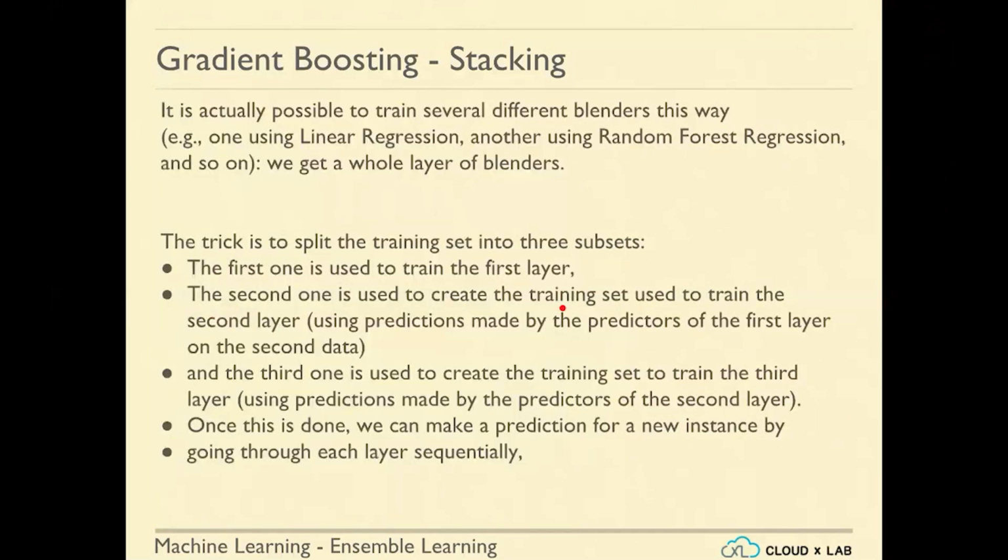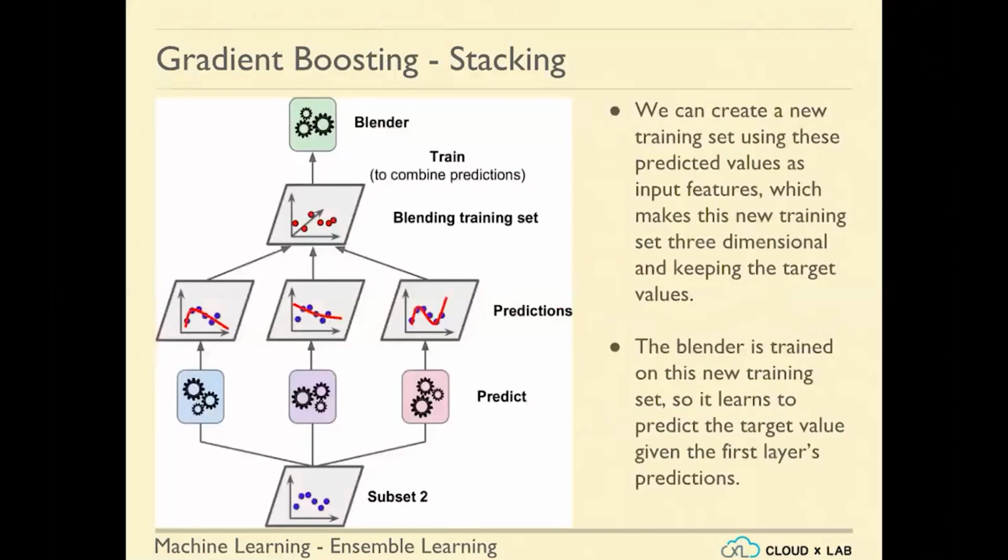So yes, it's actually possible to train several different blenders this way. For example, one could be a linear regressor, another could be a random forest regressor, and we get a whole layer of blenders. Also notice that the training of the individual parts can happen in parallel, but the blender still has to wait until the predictions are done.